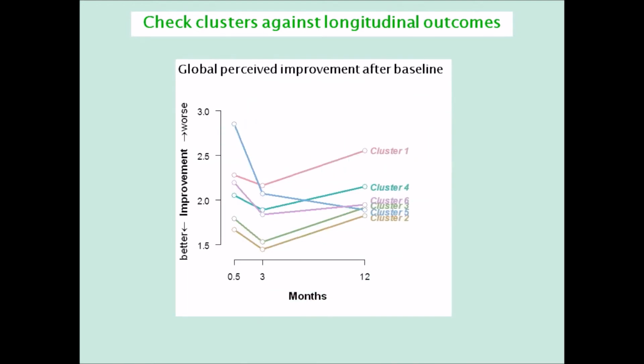Finally, the clusters are compared with respect to the longitudinal outcomes, which were not used in the clustering. There's not enough time to go into details here, but the clusters are well separated and all show the same pattern as this one for global perceived improvement. There is a wide dispersion of improvements after 2 weeks, with clusters 1 and 5 generally showing the least improvement. Note that high values equal less improvement or the worst cases. After 3 months, all clusters improve more, but then there is a slight worsening after 12 months.